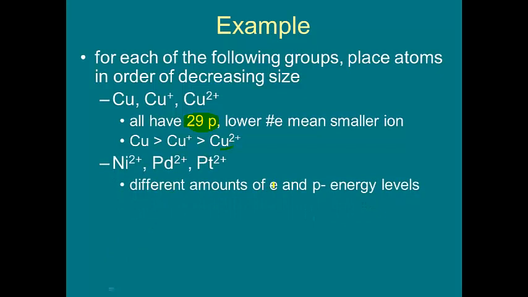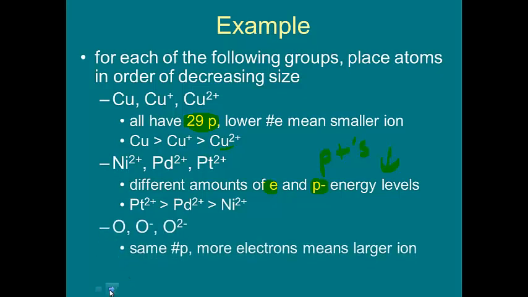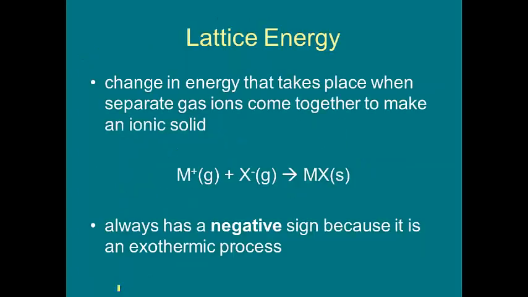Same thing with these. You have different amounts of electrons and energy levels, so that we would rank them this way. This should be protons as well. And so what we're looking at is the energy level to determine the difference between these. And then same thing, same number of protons, so more electrons means a larger ion. So that's why oxygen by itself is going to be the smallest, and oxide would be the largest.